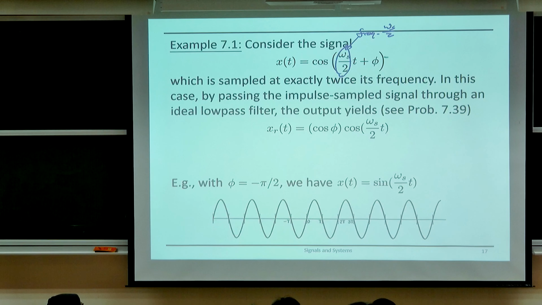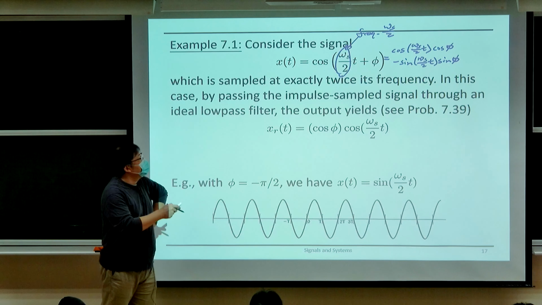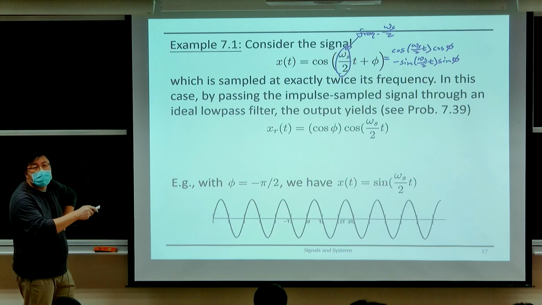Now this signal you can write as cosine of omega s over 2 t times cosine phi, minus sine of omega s over 2 t times sine phi. You get this by trigonometric identity, right? Cosine of A plus B gives you cosine A times cosine B minus sine A times sine B.